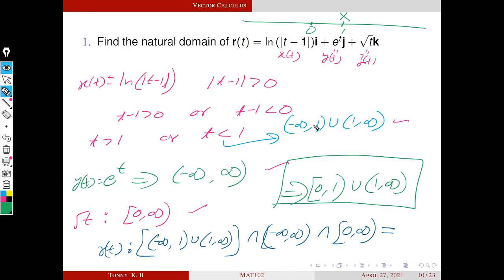This is the intersection of these three domains. It is clear from this graphical representation. You draw a real line and you mark all these intervals. This is entire real number except 1. This is entire real number. Its intersection is again this one. You got it? And the intersection of these two is 0 to 1 except 1, then 1 to infinity. That is the natural domain. Okay. That's it.